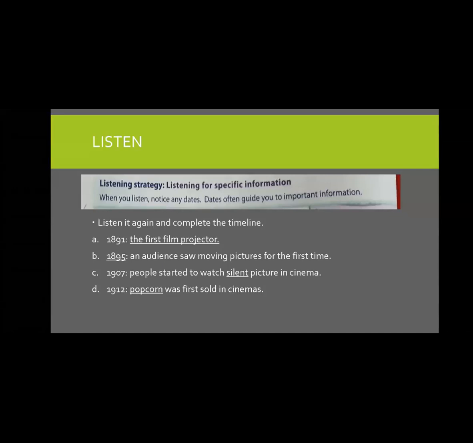In 1907, pupils started to watch silent pictures in cinema. This was the first time when the pupils started to watch silent pictures in cinema. In 1912, popcorn was sold in cinema for the first time.